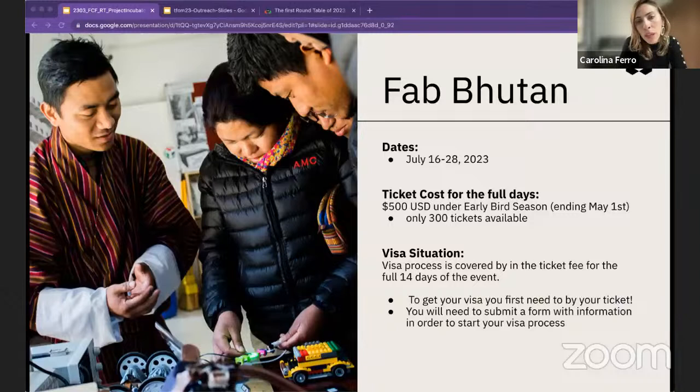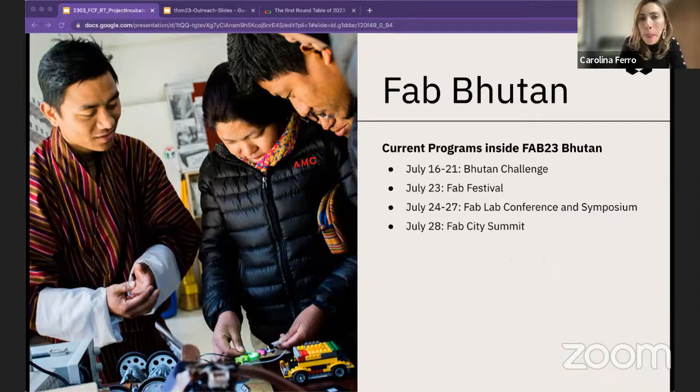And the plan for now, the program is from 16 to 21 of July. There's going to be the Bhutan Challenge. And the 23rd is going to be the Fab Festival. From 24 to 27, Fab Lab Conference and Symposium. And the last day, the closing, will be the Fab City Summit and the Fab City Day, where the cities or new localities will pledge. And also we're going to have all the curated program for Fab City during the last day.